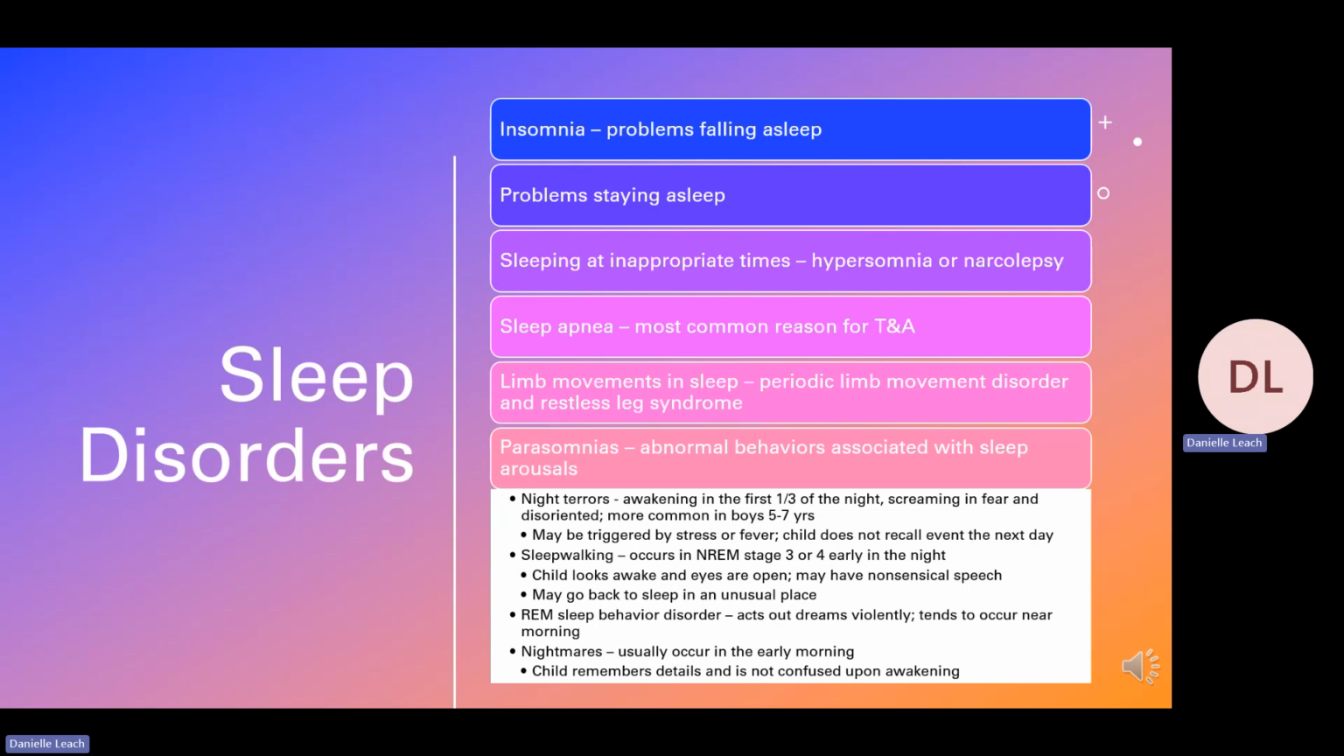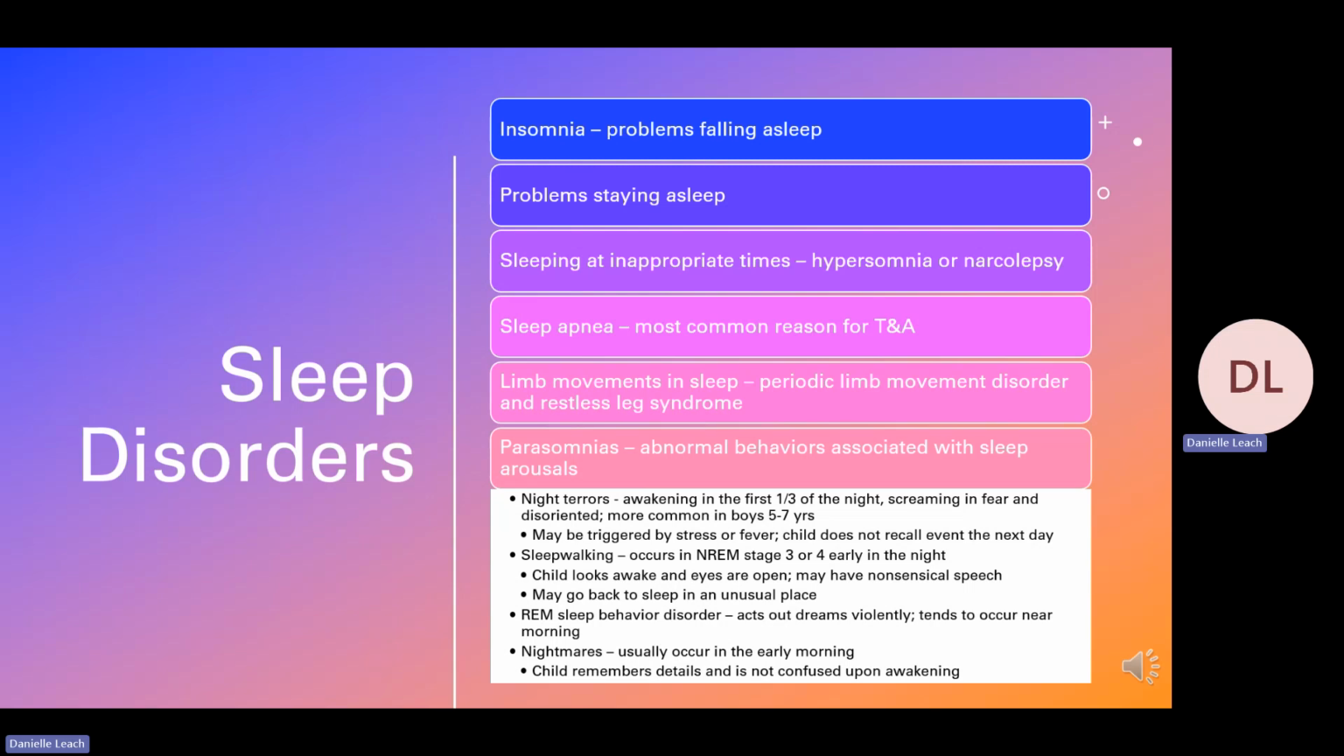Also sleepwalking. So sleepwalking can occur during non-REM sleep, usually stage 3 or 4, usually early in the night. The child appears to be awake. Their eyes are usually open. They may be speaking, but it might not make sense. They can travel throughout the house, walk downstairs, open fridges. They may go back to sleep in an unusual place. If they are awakened during their sleepwalking episode, they're usually confused and disoriented.